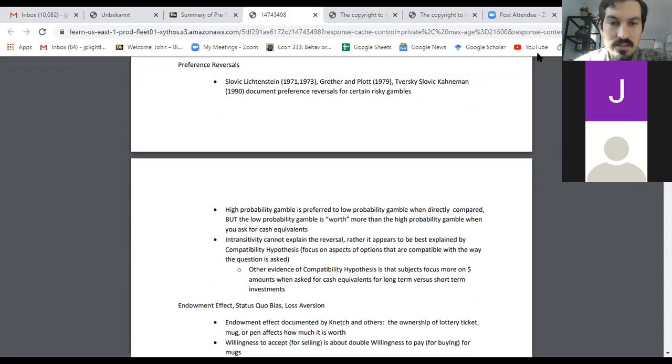I have difficult. Okay, is this to everyone? Yeah. Understanding preference reversal and probability gamble. Why is low probability gamble worth more than high in cash equivalents? Good question, Tony. Why is low probability gamble, quote, worth, unquote, more than high in cash equivalents?